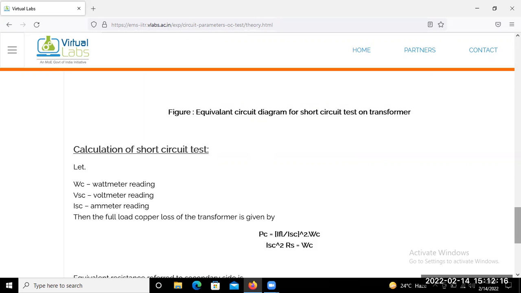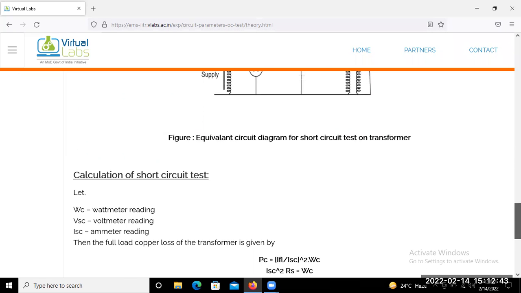So you have to concern how we can perform these two tests, open circuit test and short circuit test, and which parameter we can find out by which test. Okay. And just some basic calculation here with the help of the voltmeter, ammeter, and wattmeter readings. You have to note down during the open circuit test and short circuit test. Okay.